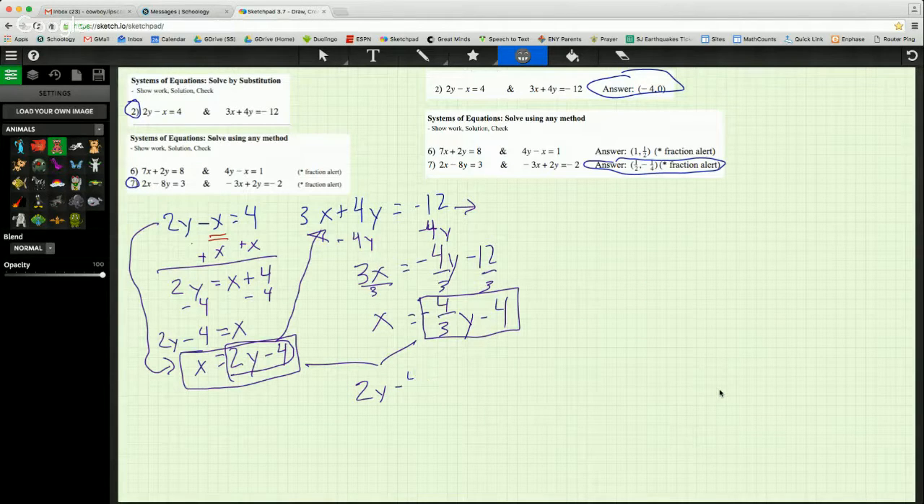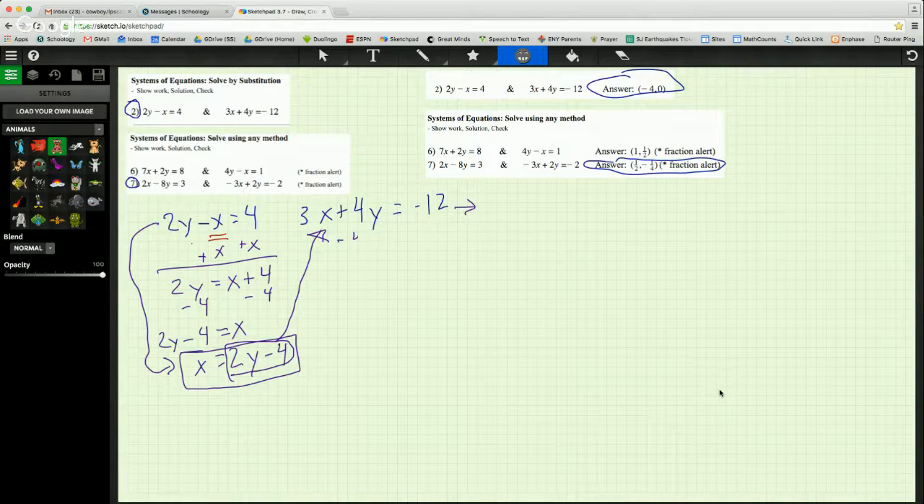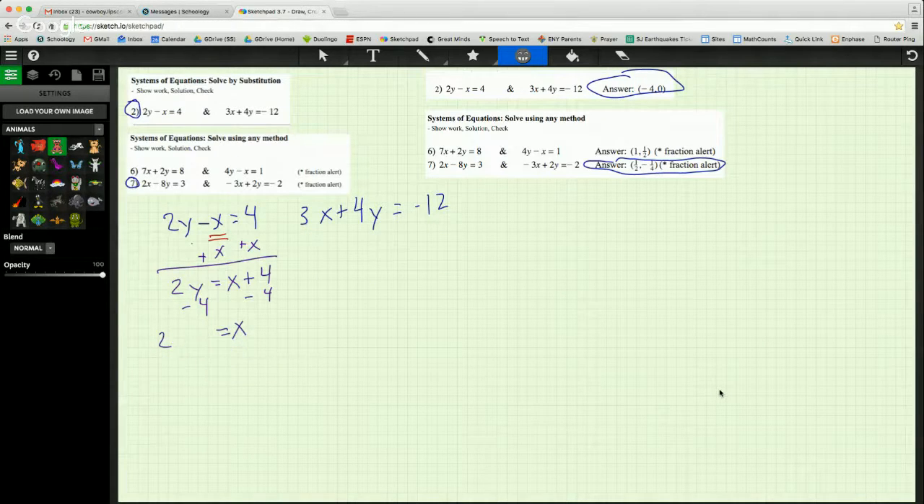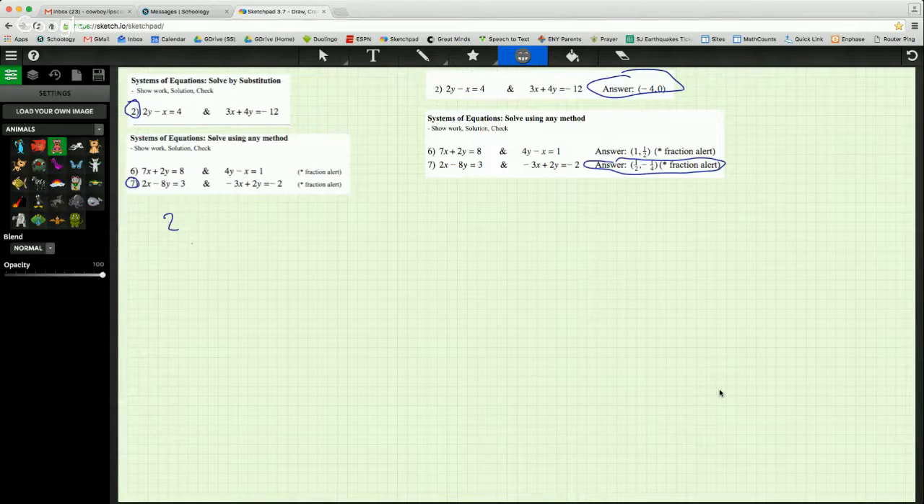Now, careful on the test, I'm not going to be giving you fraction alerts. So you're going to have to just trust your gut, trust yourself, trust your math, trust your check steps, and just trust that when you get a fraction that you got the right answer. I'm not going to do any crazy fractions. But there will be one, I think, that comes out to a fraction.